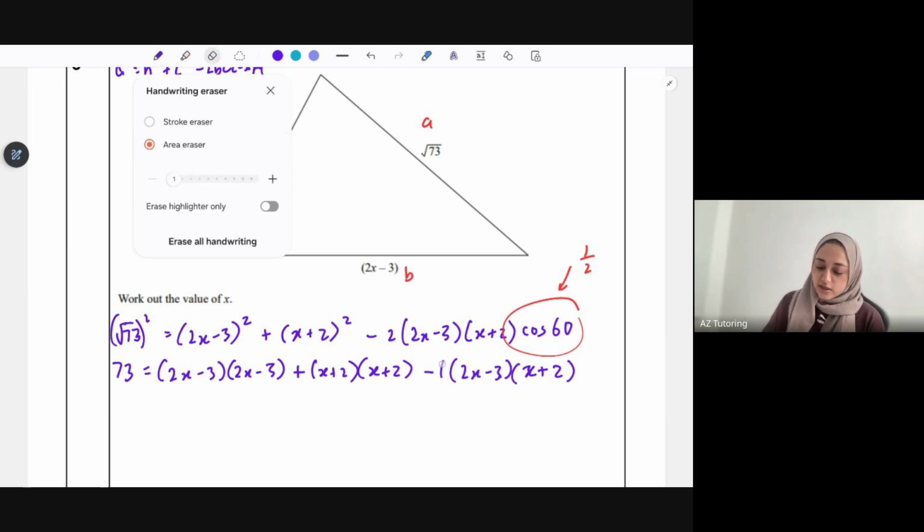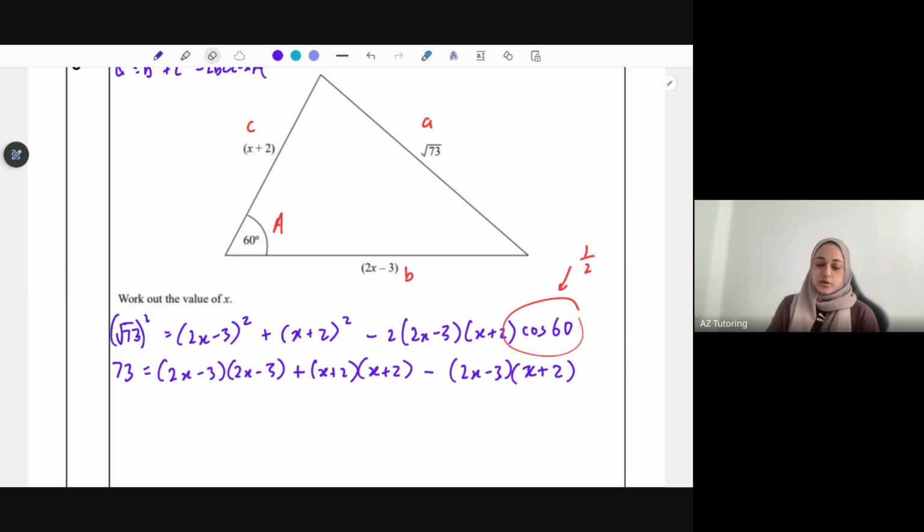It doesn't matter if you leave it there, but you don't need that 1. Okay, so we're starting to get a bit more simple. Now we need to expand everything. And you should realize you're going to end up getting a quadratic, so we're going to end up getting 2 answers at the end.